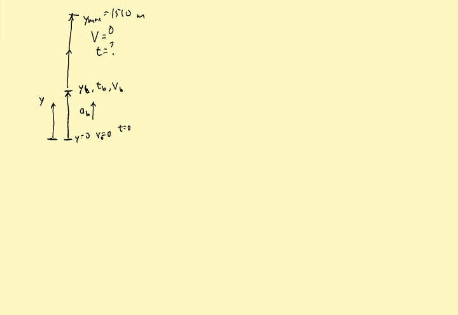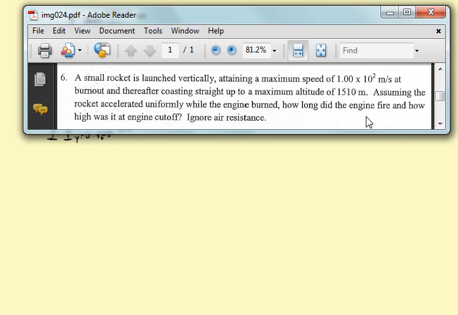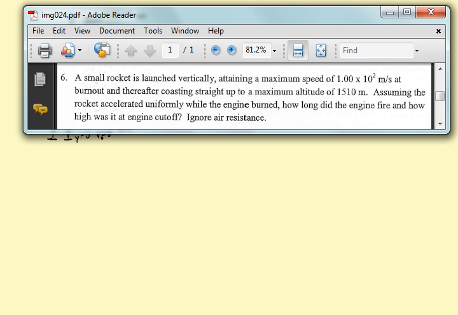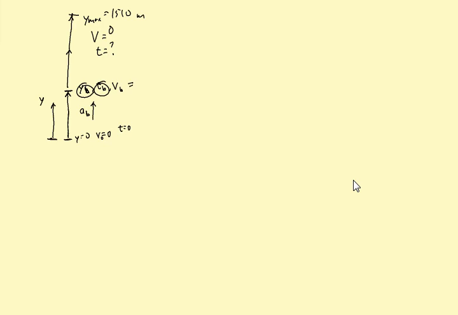Now let's make sure we know what we need to find here. We need to find how long the engine fired and how high it was at engine cutoff. So what we're really interested in is y sub b and t sub b, because these are the position and time when the engine finished firing, and that's what we're asked to find. Velocity at burnout we know: 1.00 times 10 squared meters per second.